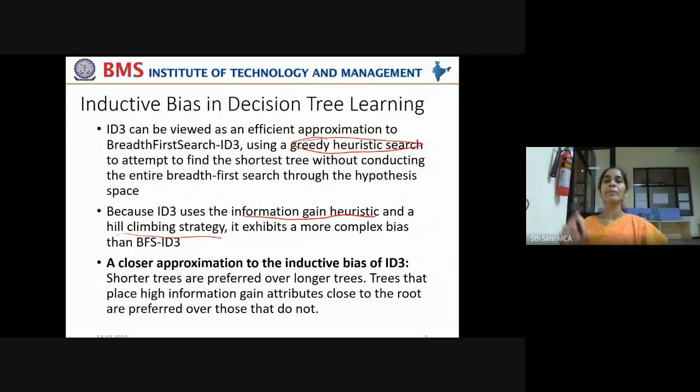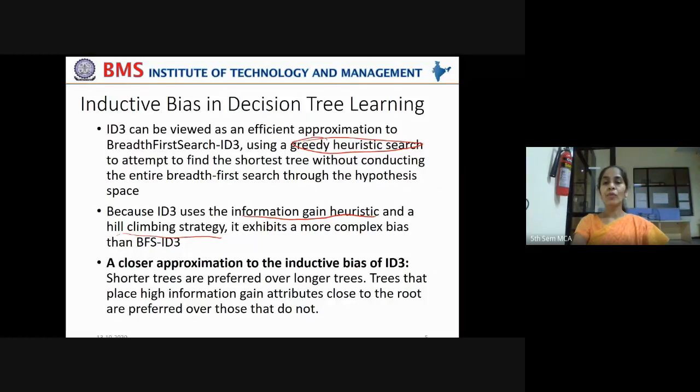In the same way, the decision tree makes a locally optimal decision at each node by calculating the information gain. If the information gain is high for a particular attribute, that is taken as the split point. Got it? Now, a closer approximation to the inductive bias of ID3. Now we are trying to refine it better.